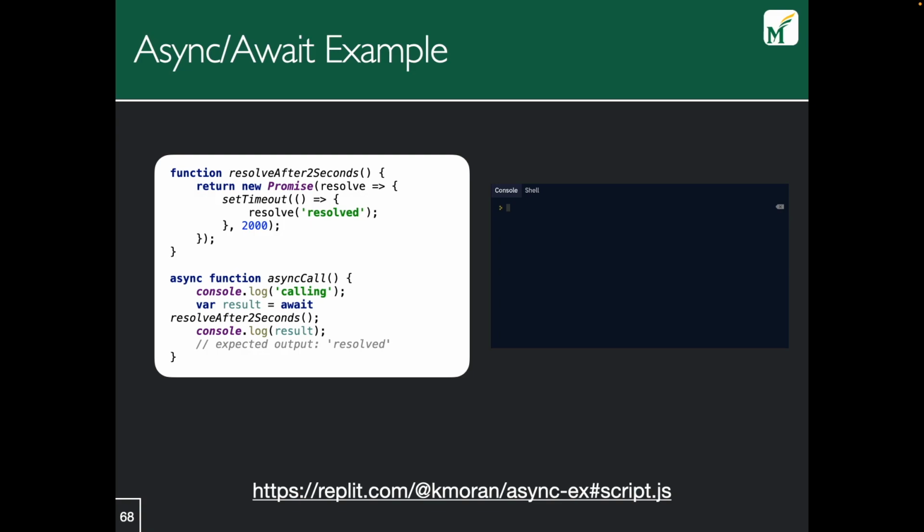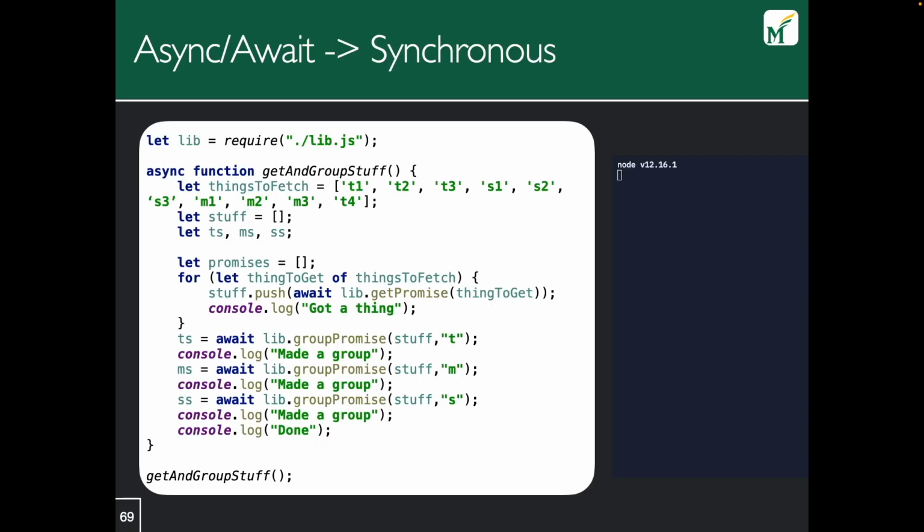So if we go ahead and run this, we're going to see it's going to say calling, and then it's going to say resolved after that. And we're going to print the result of that. So the reason that this works the way it does is because of this async keyword here.